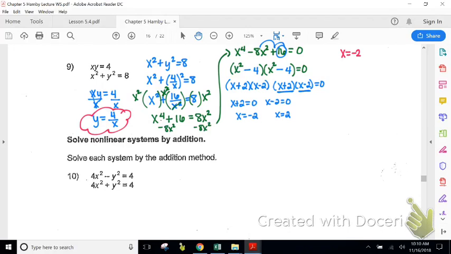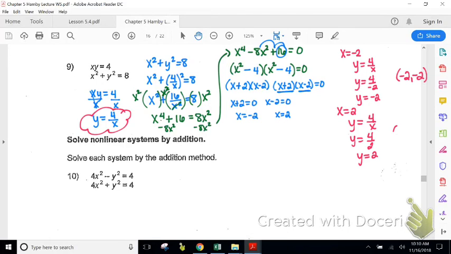So when x equals negative 2, we know y is 4 over x. So we get 4 over negative 2, which is negative 2. So I know right there I get the ordered pair, negative 2, negative 2. And then when x is positive 2, we plug it into y equals 4 over x, and we get y equals positive 2. So I know from that, x was positive 2, y was positive 2. And these are both my solutions.